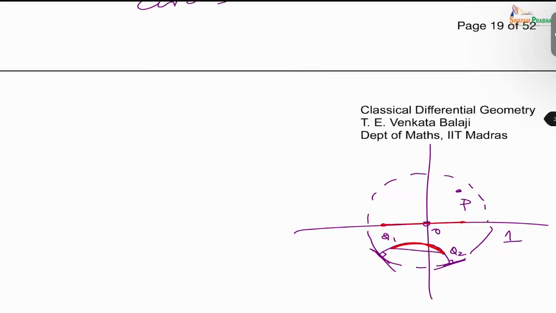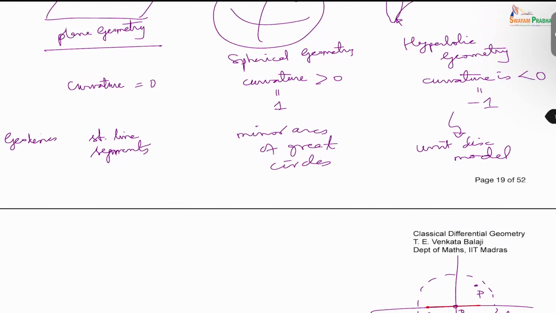But apart from the diameters, if you take any other points, then it's going to be curved. And the curved distance is less than the straight distance. That's how the hyperbolic metric behaves. So it's very curious. So these are 3 aspects in which these 3 geometries differ.